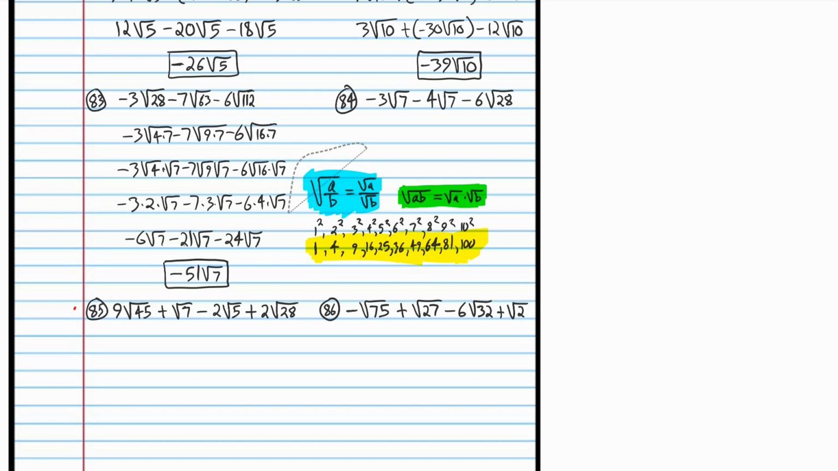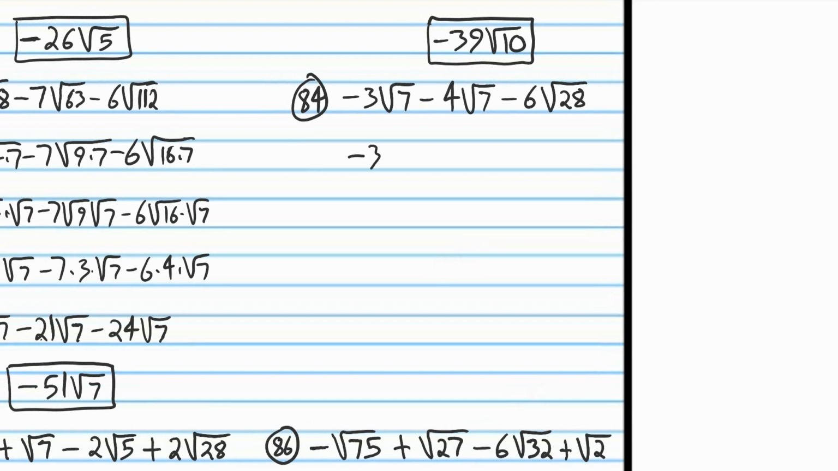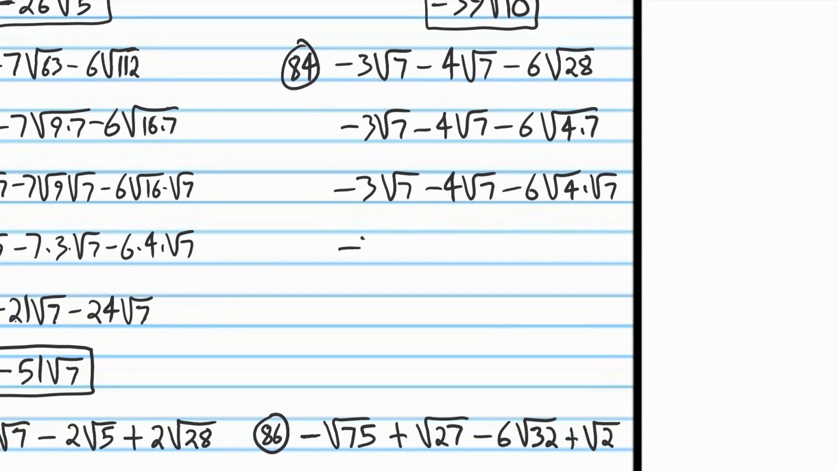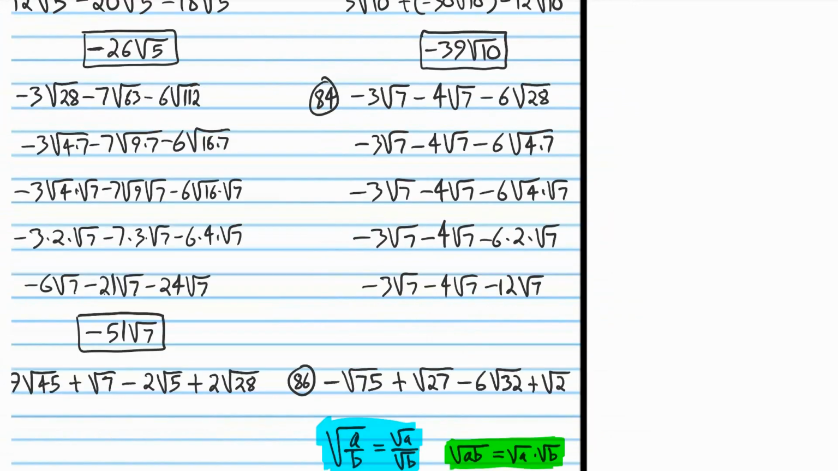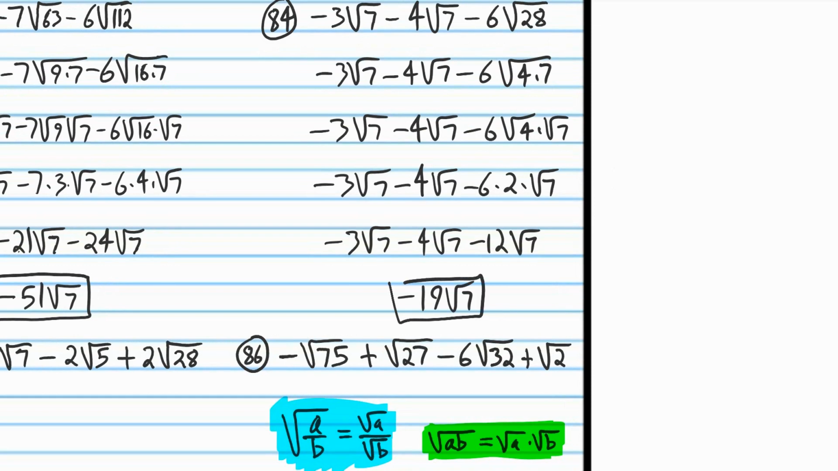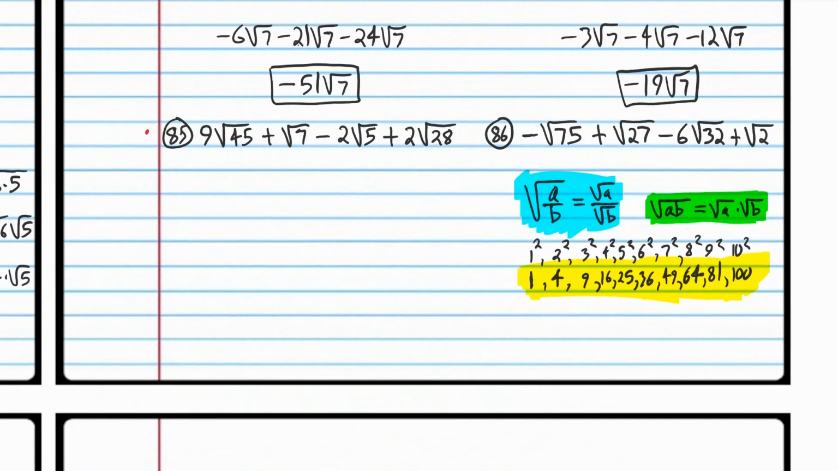All right, try 84, and when you come back, we'll do it together. All right, we're back. And I get negative 19 root 7. So if you got negative 19 root 7, good job. Yep, that looks correct.